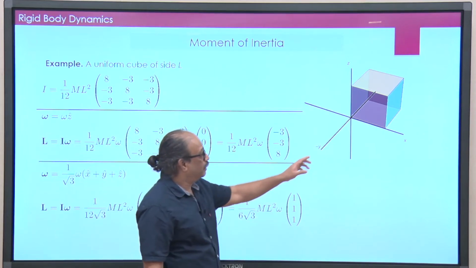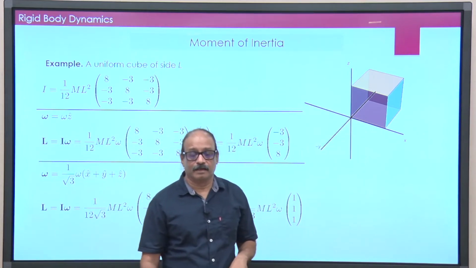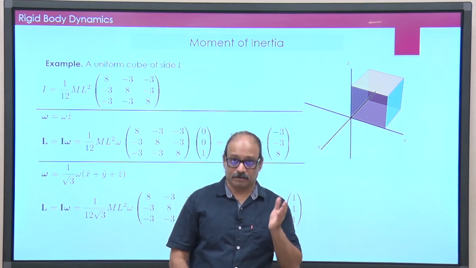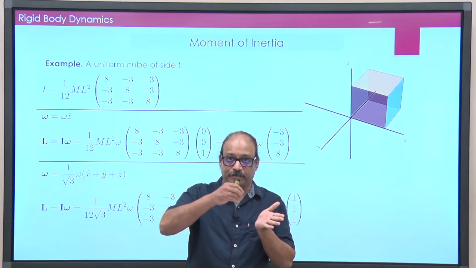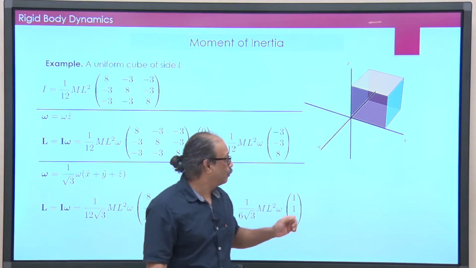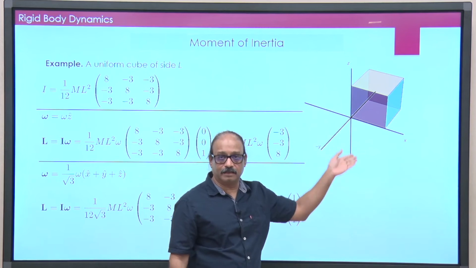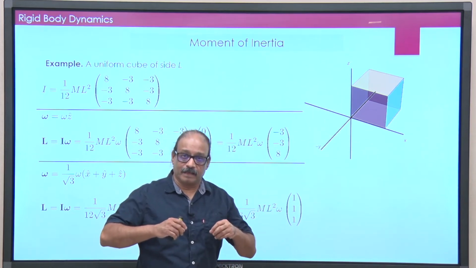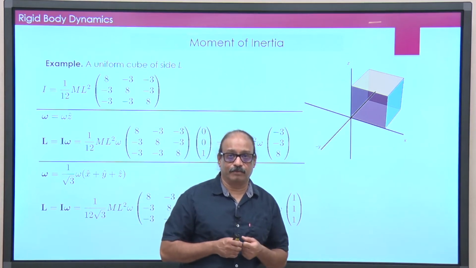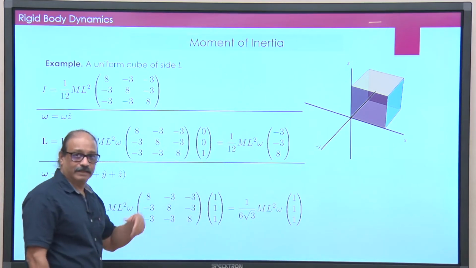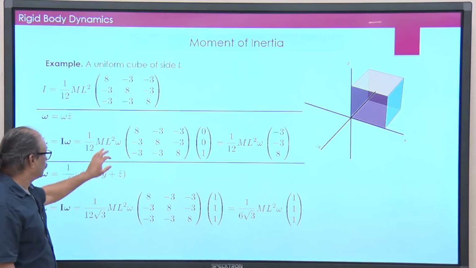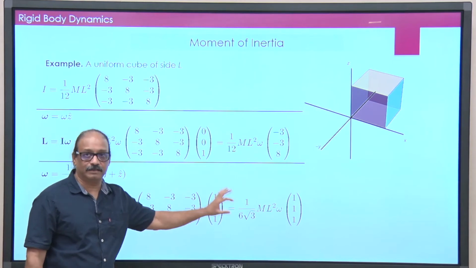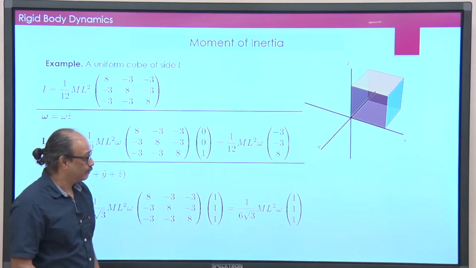If you take any vector perpendicular to this 1 1 1 vector, so 1 1 1 vector has a perpendicular plane passing through origin. So, if you take any other vector and treat it as omega, you will find that L is parallel to omega. Okay. Now, question is when that happens and when it does not happen. Here we saw two situations where it happens to be parallel in one case, but not parallel in the other case. Okay.